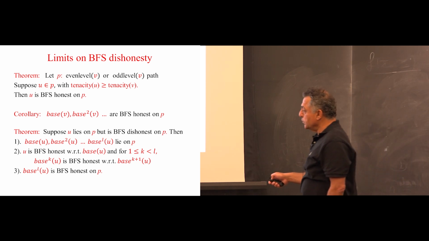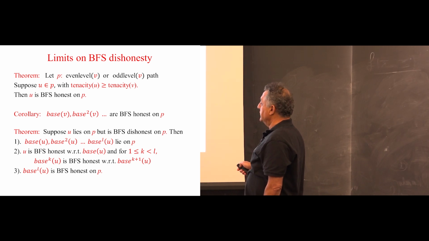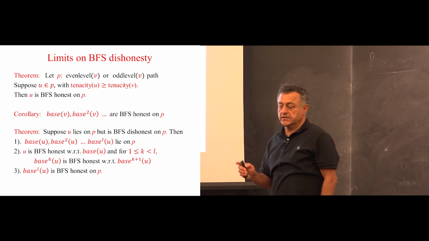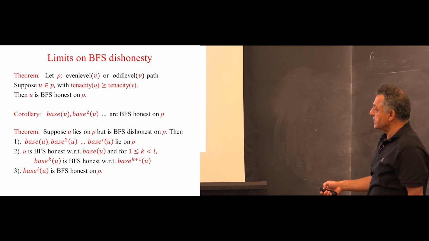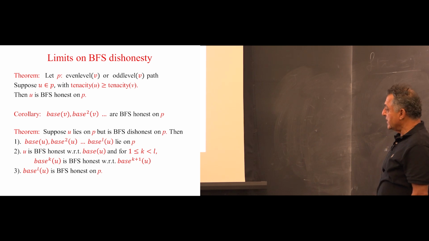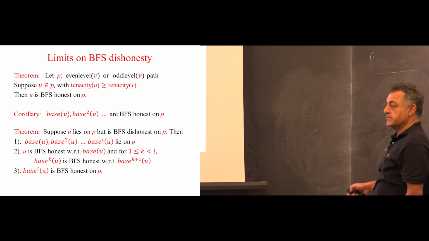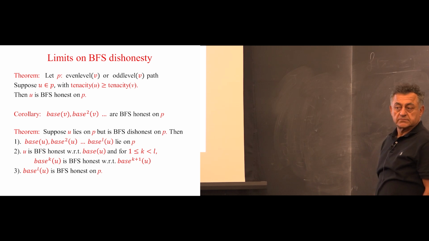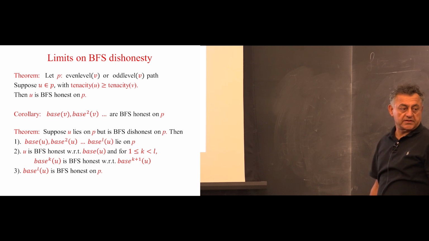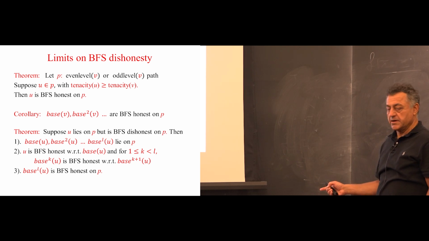Second, suppose U lies on this path, but is not breadth first search honest on this path. Still, what I can show you is that all the iterated bases of U lie on the path, and U is honest with respect to its base, and for the rest of the bases, base k is honest with respect to base k plus 1. Okay? And the final biggest base is honest on the path itself. And this needs an illustration. So let me show you what's happening here.